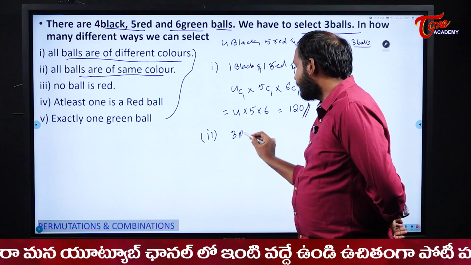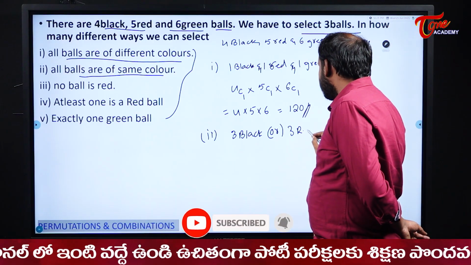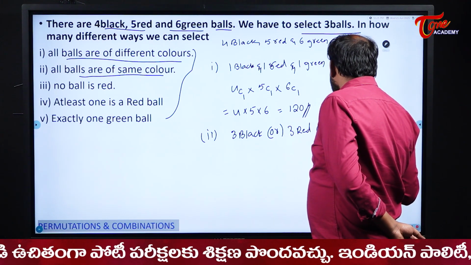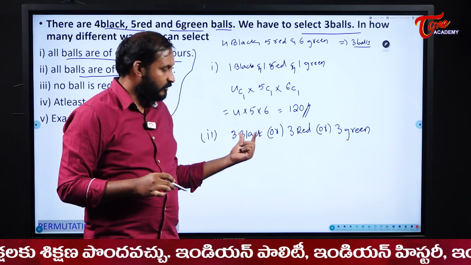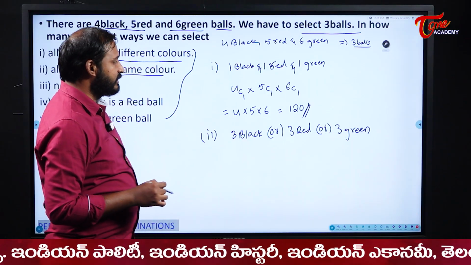3 black or 3 red or 3 green, right? It should be that all the balls are of the same color. That means all the 3 should be black, or all the 3 should be red, or all the 3 should be green.